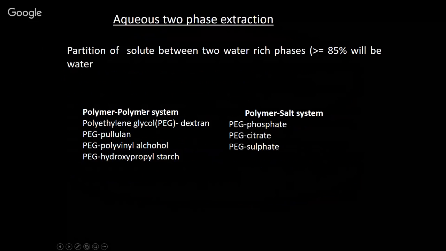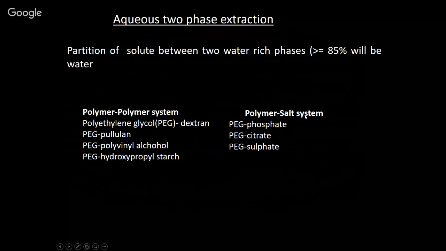So it could be a polymer system, or it could be a polymer salt system. In the polymer system, one phase will have polyethylene glycol, and another phase could have dextran of various molecular weights and quantity. So there is a separation of the biomolecule from one phase to another, or PEG pullulan, PEG polyvinyl alcohol, PEG hydroxypropyl. And if I increase the molecular weight of PEG, then the solubility of the protein may go down and it may go to the other phase.